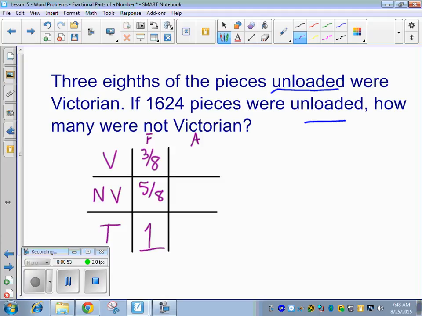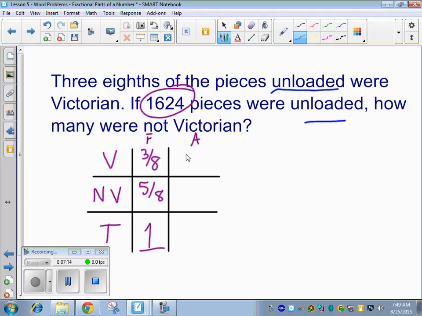Yes. That works too. That's a ratio. Yeah, you can do that too. Okay. All right. So if 1,624 pieces were unloaded, how many were not Victorian? Where does this 1,624 pieces go?